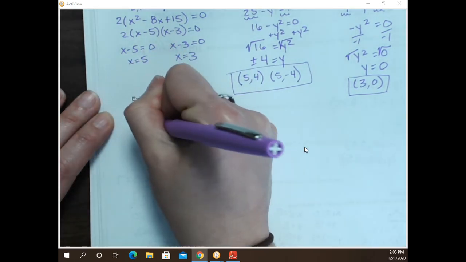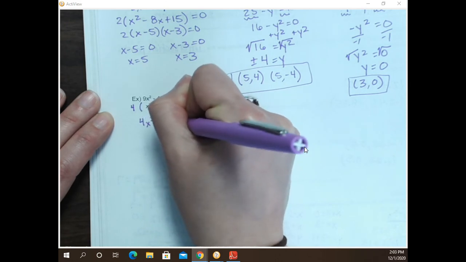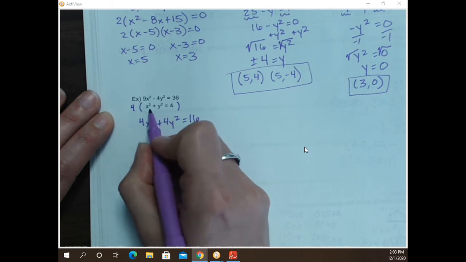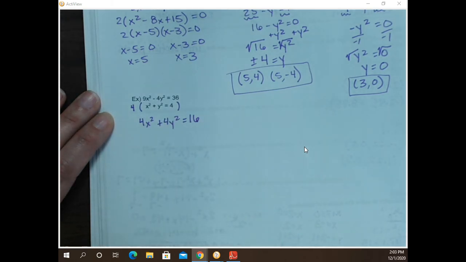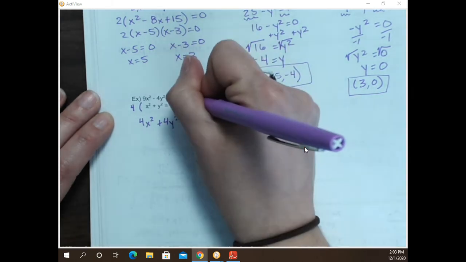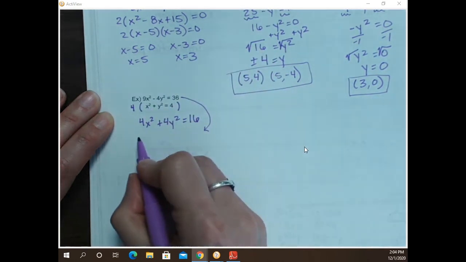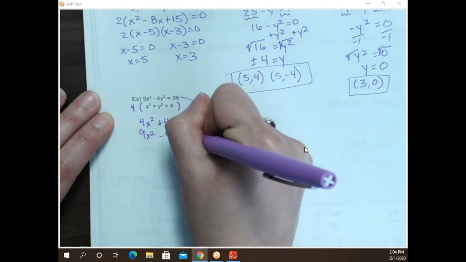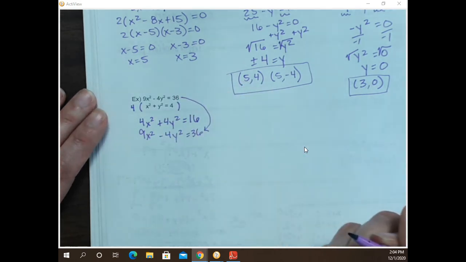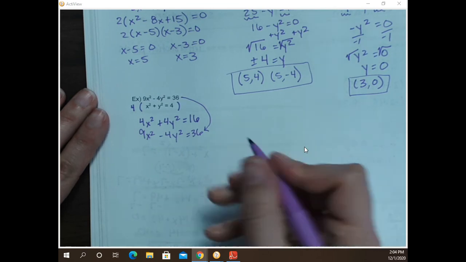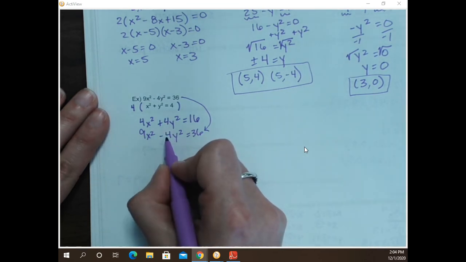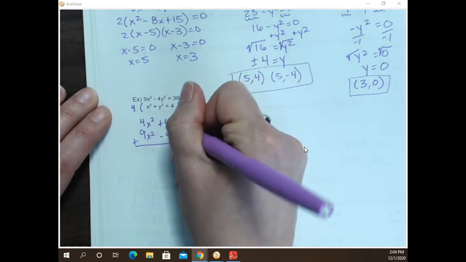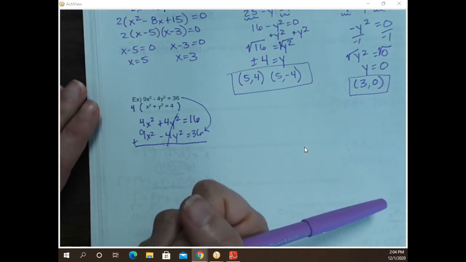So that would give me 4x squared plus 4y squared equals 16. I haven't changed this because I've done the same thing to every term, multiplied every term by 4. And now I'm just going to recopy that top equation down here. So 9x squared minus 4y squared equals 36. I haven't changed it in any way, I've just recopied it. Now notice my y terms have opposite coefficients. So I can add these together and the y's will eliminate. That's the goal with elimination.